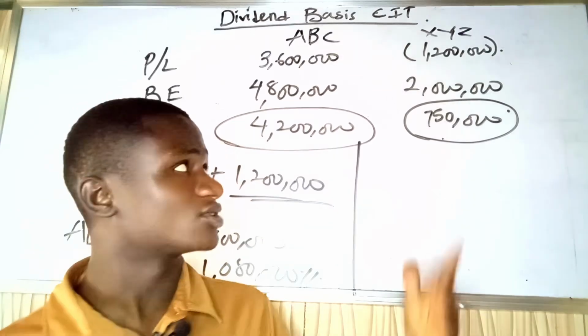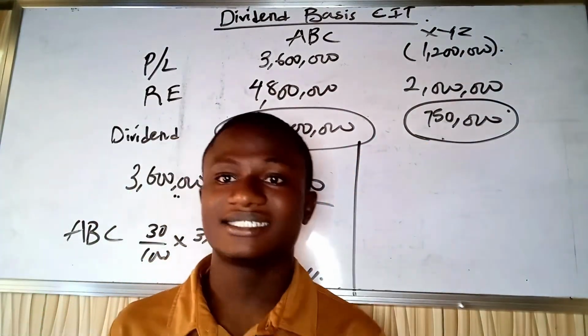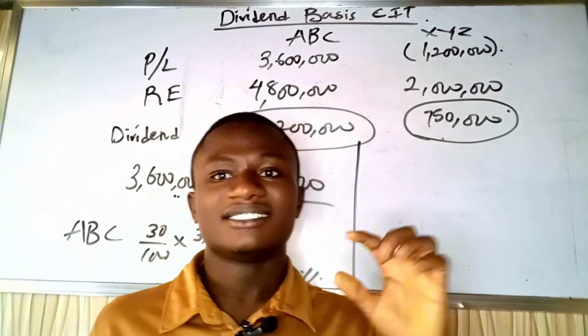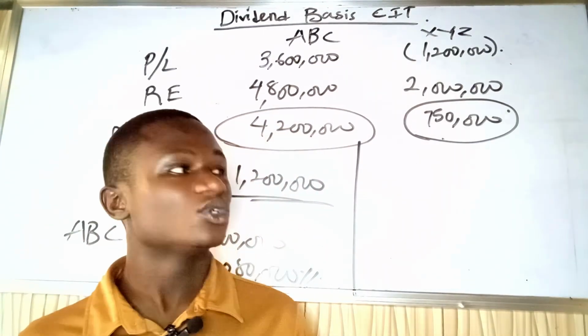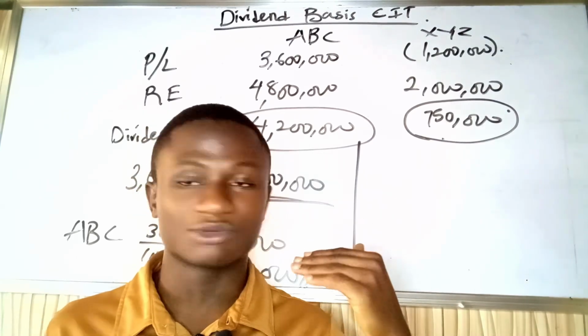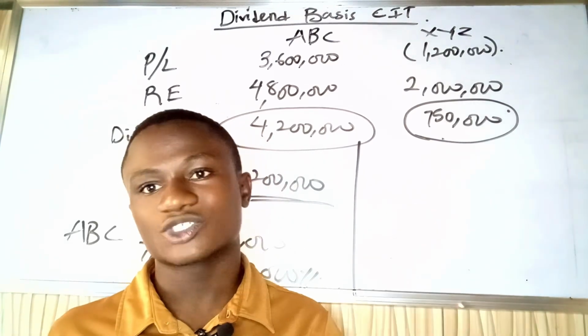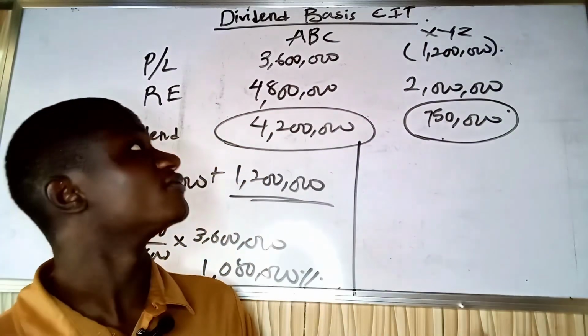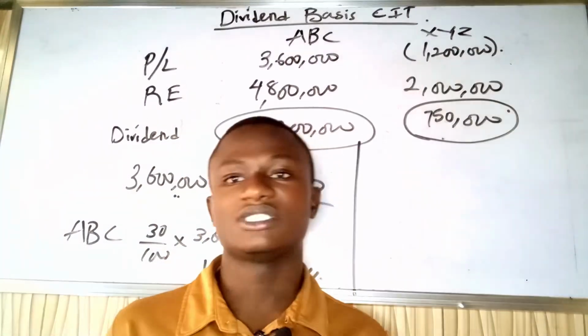So this is how you go about calculating CIT based on the dividend basis. It's very, very simple. You just apply tax on the profit that was made. Even if everything has been paid as dividend, you apply tax on the profit, but not on the retained earnings. So that brings us to the end of calculating CIT using the dividend basis.